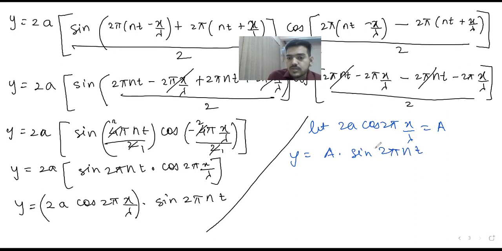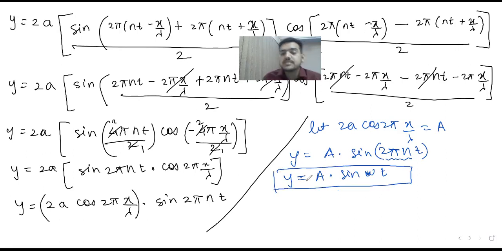Now students, can you see this term 2 pi nt? What is the value of 2 pi n? We saw at the start, it is omega. So we can substitute that with omega. So A sine omega t. This is the final equation which we get of a stationary wave. So this is the equation of a stationary wave or a standing wave. Y is the resultant displacement, and A is the maximum amplitude of that wave.